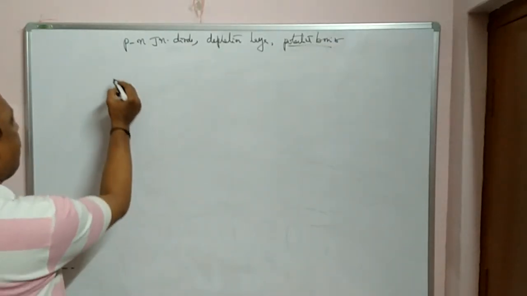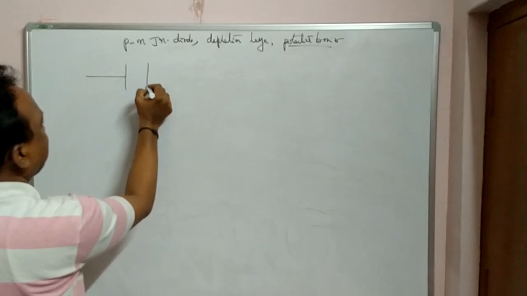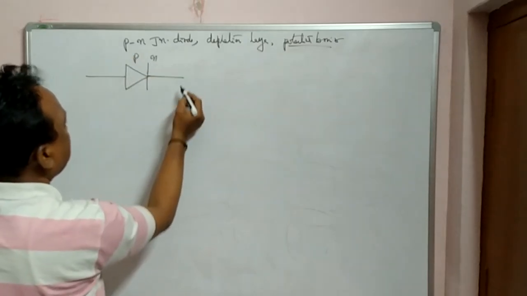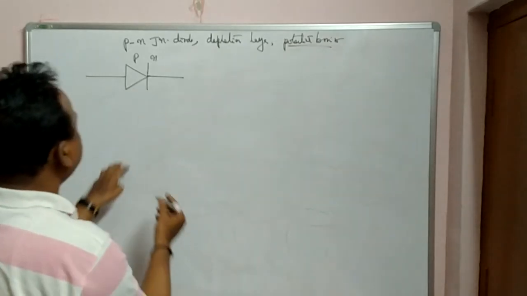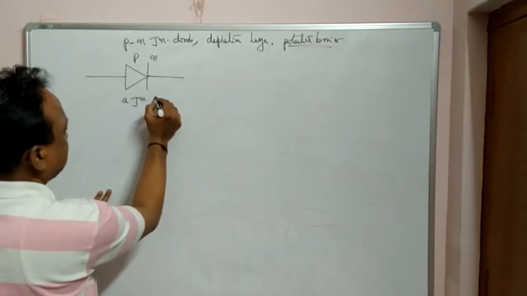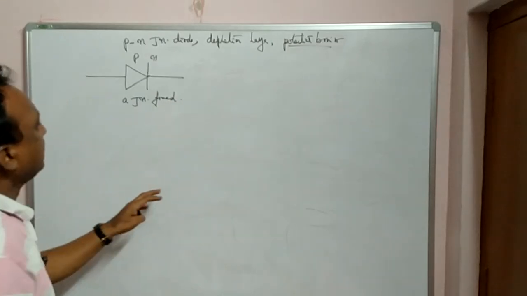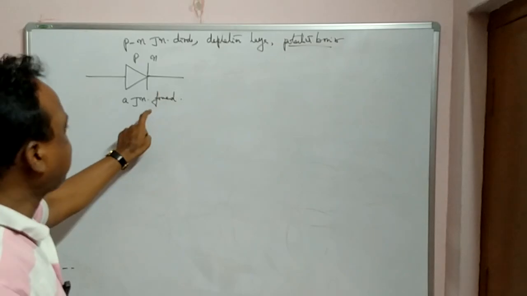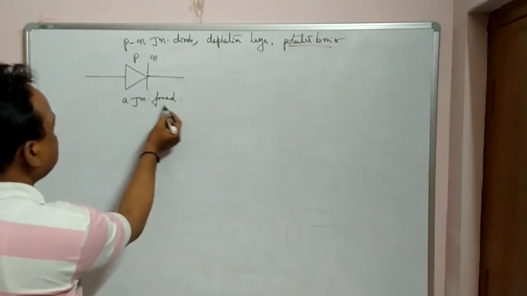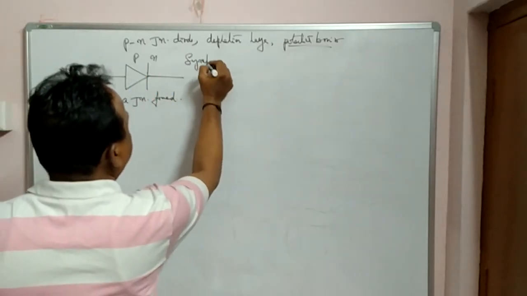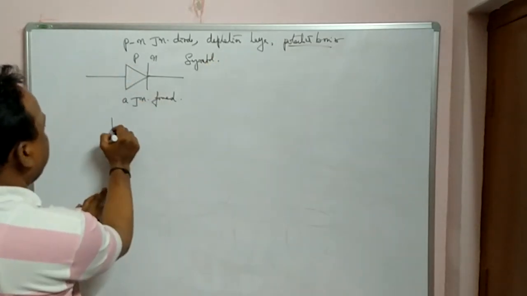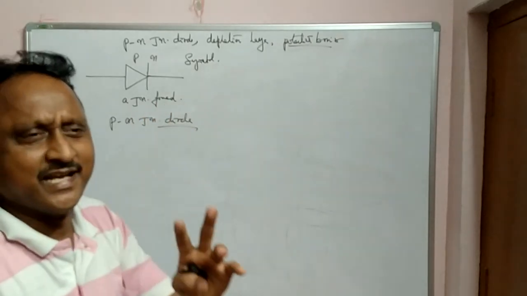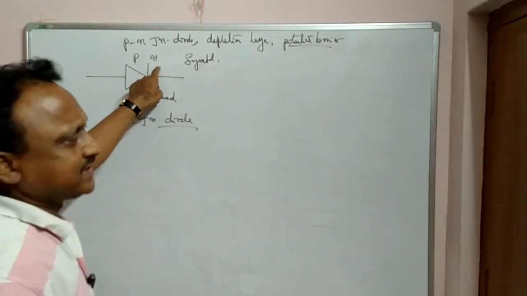One by one. Now what is a PN junction diode? For example, see here, when P type and N type both are brought together and joined, a junction is formed. These two act as two terminals, positive terminal and negative terminal. And this is the symbol for PN junction diode. Diode means two terminals only. One positive, P type, and this is N type, negative.